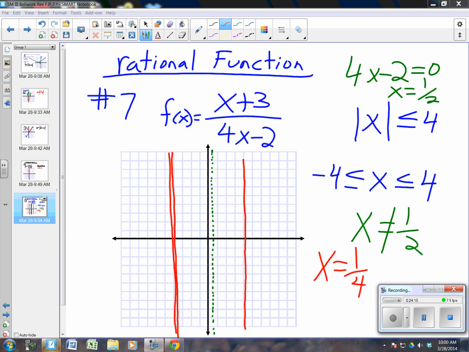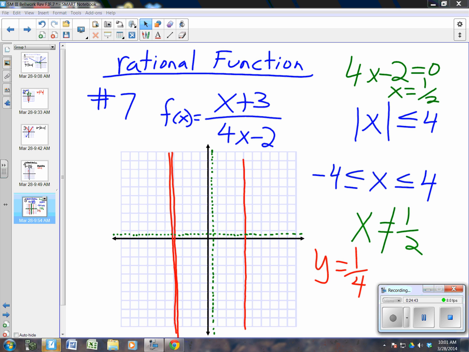So we go to 1/4, which is just barely above the x-axis. And that right there, I put x, I should have put y. Y equals 1/4 is the horizontal asymptote. That's all the asymptotes this function has.